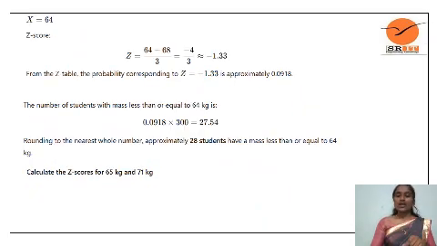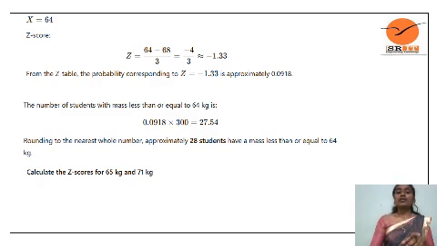Now we have to find x less than or equal to 64. Before that, we take x as 64. After calculating, we get approximately minus 1.33. Now we take the Z table values. In that, Z of minus 1.33 is equal to 0.0918. Now with that value, we multiply with 300, and for this also we get approximately 28 students. So 28 students have mass less than or equal to 64.